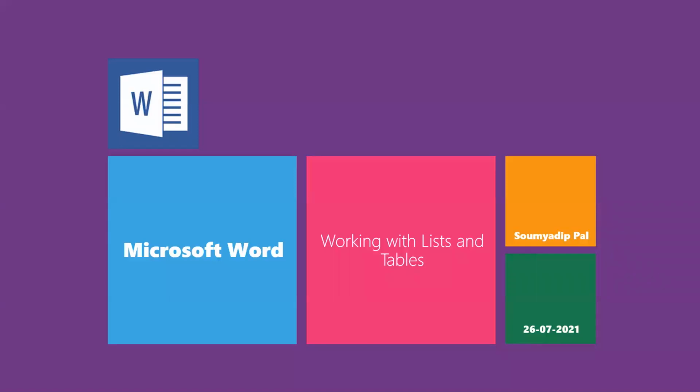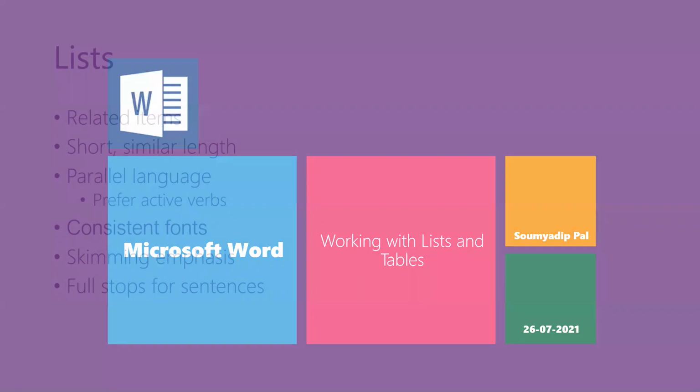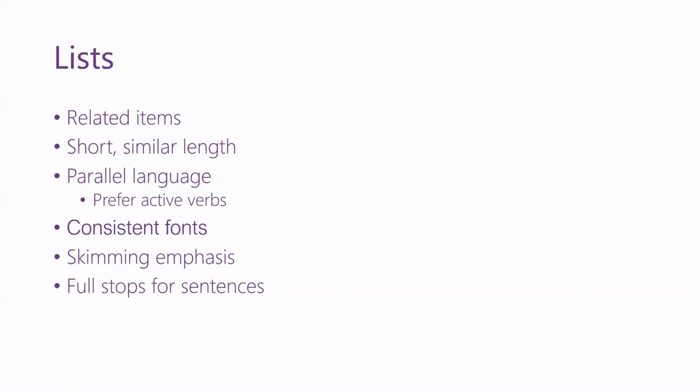Okay, so today we are going to talk about some specialized text: working with lists and tables. So when would you use a list? Typically, lists are used when you have a whole bunch of related items. They all have to be related in some way. Otherwise, they cannot be on the same list. They can be on multiple different lists, that's fine, but not on the same single list.